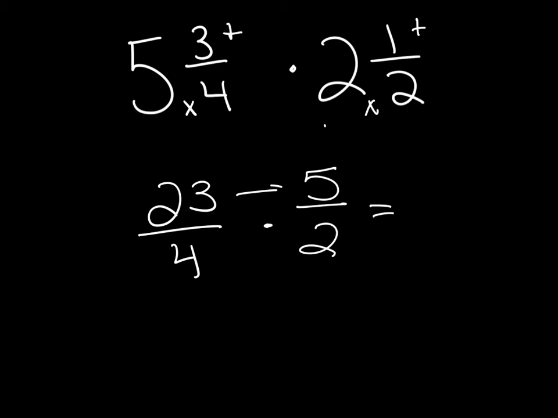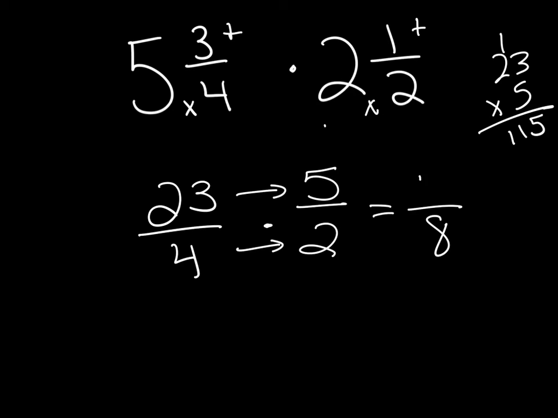So then we are going to multiply straight across. There's nothing I can do to simplify yet. So then I have 8. If we don't know what 23 times 5 is, come off to the side, work it out if you need to. This will give you 115. But this is an improper fraction. We cannot leave it improper. So we must change it to a mixed number.